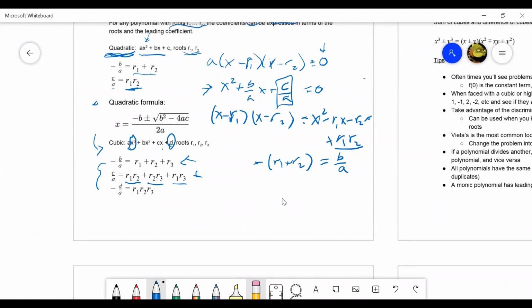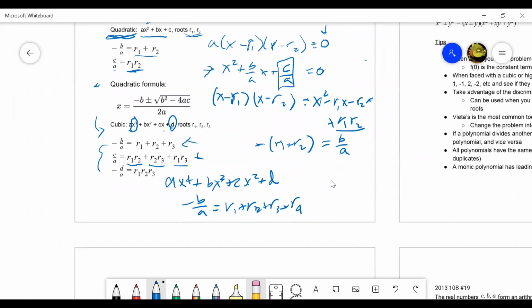So if we had a quartic, which is power 4, then we know that negative b over a is equal to r1 plus r2 plus r3 plus r4. And c over a is going to be equal to r1 r2 plus r1 r3, and all the pairwise products. Then negative d over a, I'm missing a constant term here, negative d over a is going to be equal to the product of 3 of them.